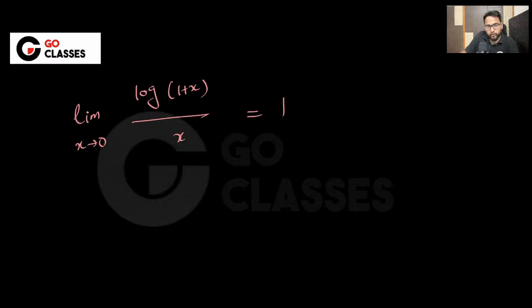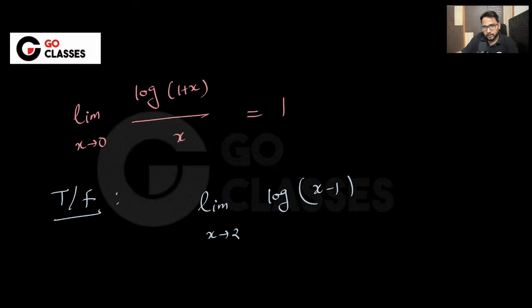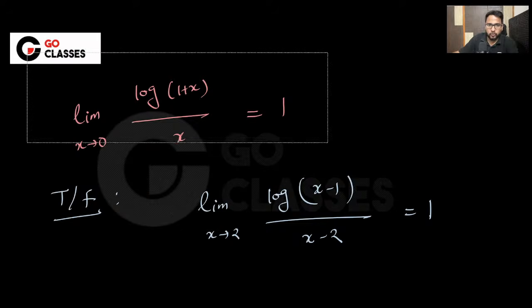Now suppose I give you one example, and you need to tell me whether this is true or false. Limit x tends to 2, log of x minus 1 upon x minus 2, this is 1. Just tell me, based on the above identity, whether this is true or false.